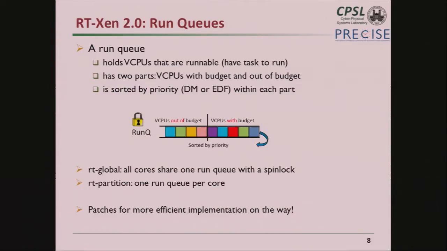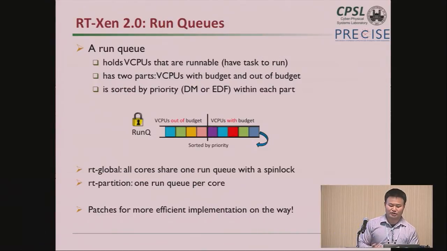So let's get to the implementation details. Here is how we design the run queue. The run queue is the most important data structure in a VMM scheduler. It hosts the vCPUs that are runnable or have tasks to run. In RT-Xen, currently we divide the run queue into 2 parts: vCPUs with budget left and vCPUs that run out of budget. Within each part, the run queue is sorted by priority. It can be deadline monotonic, or it can be earliest deadline first.